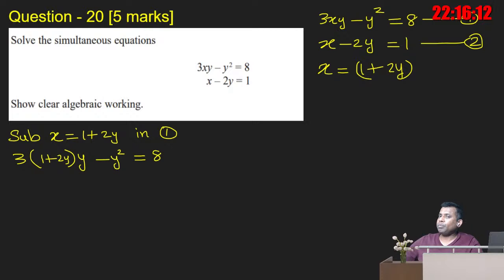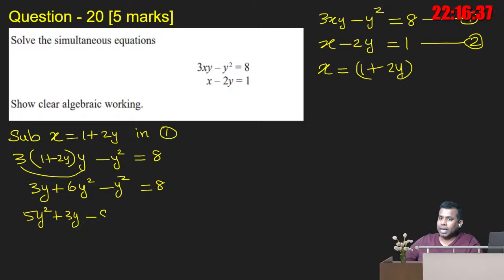And I'm going to be expanding this bracket. So 3y is going to be multiplied. 3y times 1 is 3y. And 3y times 2y is going to be 6y squared, minus y squared equals 8. Now I know it is going to be a quadratic equation. 6y squared, take away y squared is 5y squared plus 3y minus 8 equals 0. Right? Now you can put the brackets equal to 0.